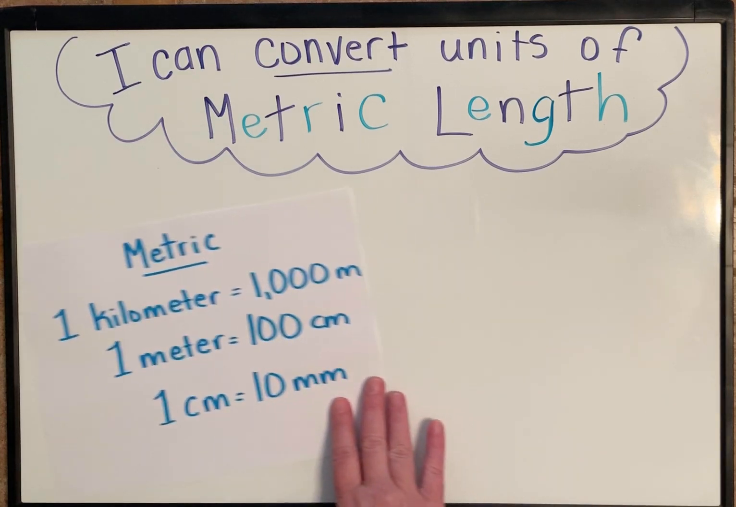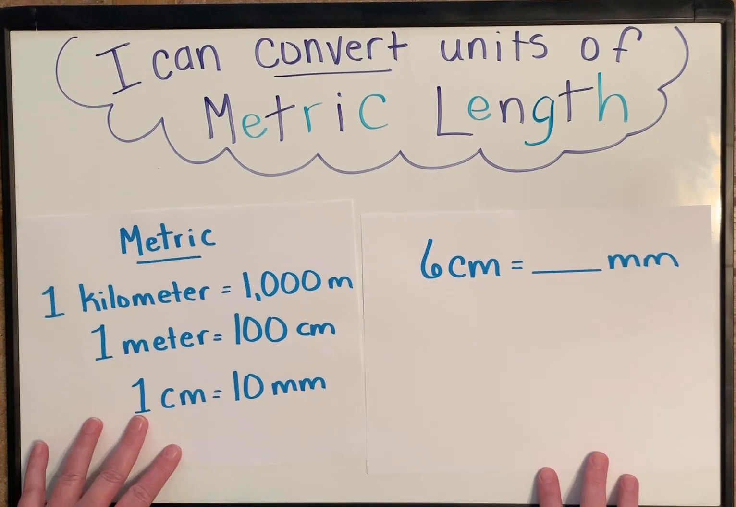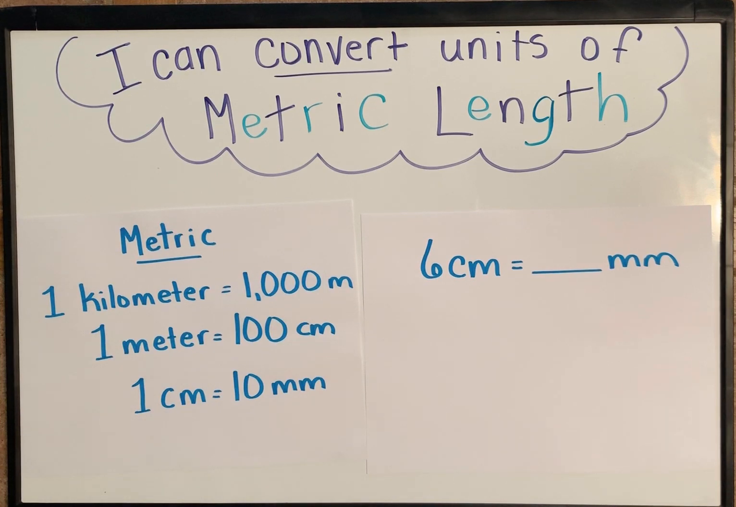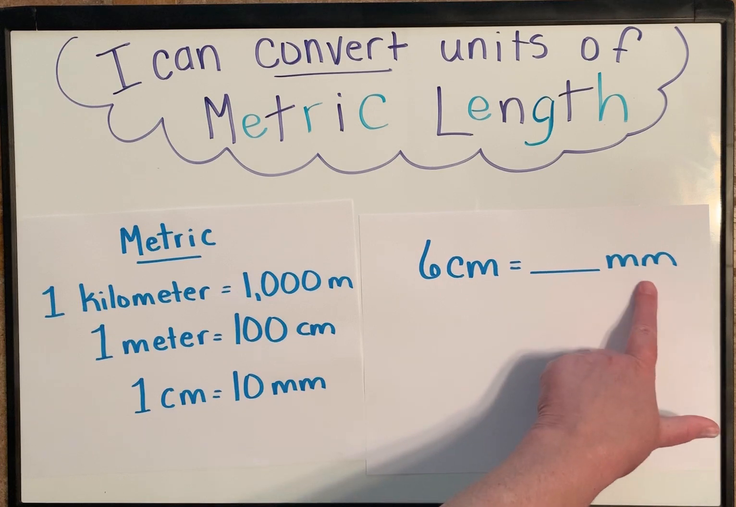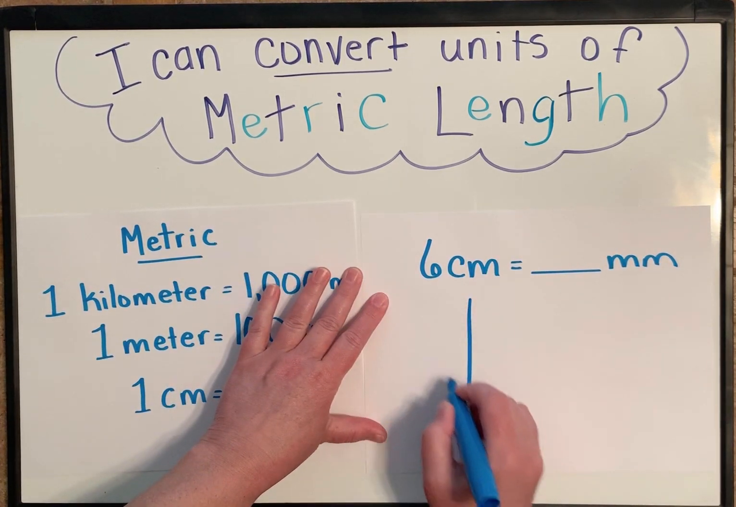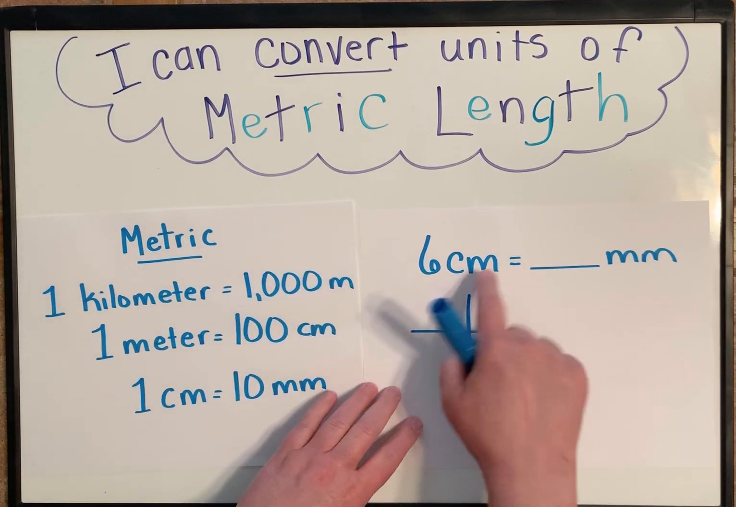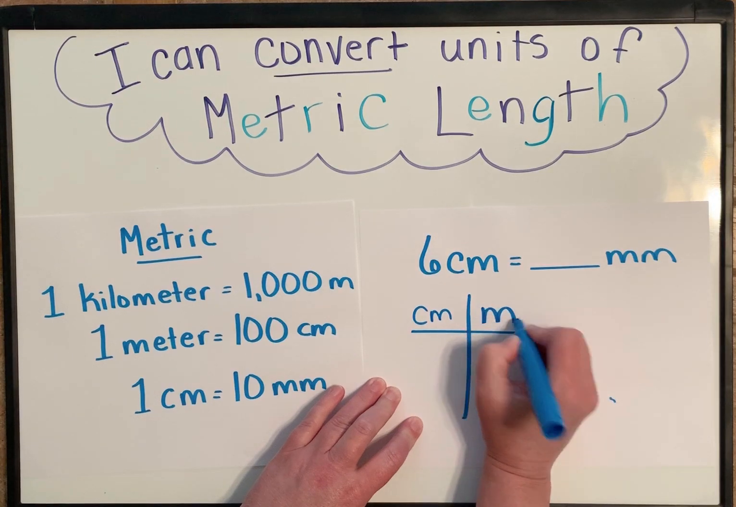Let's get started. So our first problem is 6 centimeters is equivalent to how many millimeters? Well, the first thing I want to do to get started is look and see what my 2 units of measurement are that I'm going to be converting. I have centimeters and I'm trying to get to millimeters. So I'm going to start by making a T-chart. I'm going to label centimeter, and I'm going to label millimeter.